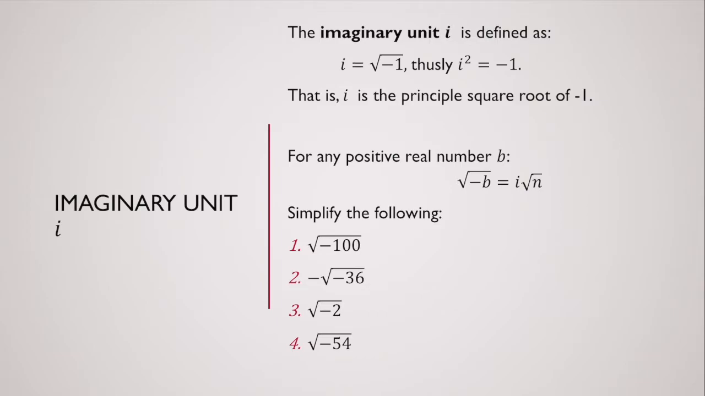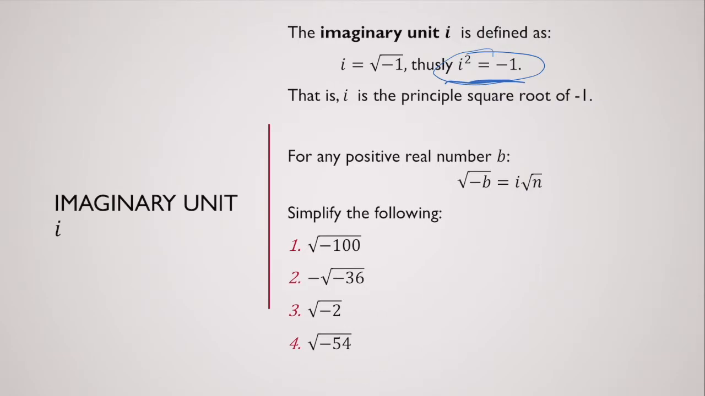So the imaginary unit i is defined as i equals the square root of negative 1. And so if you were to square that, you would get i squared is negative 1. This is one key takeaway. Remember that i squared is negative 1. So i is the principal square root of negative 1.